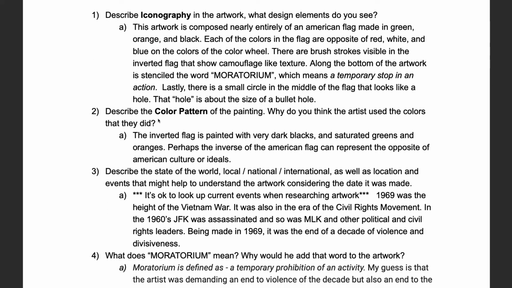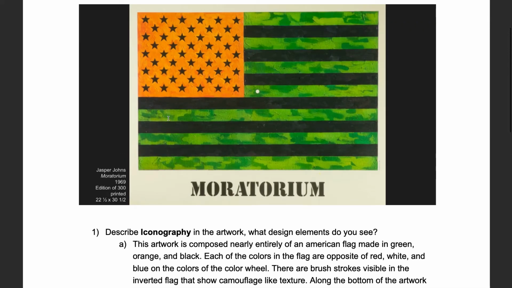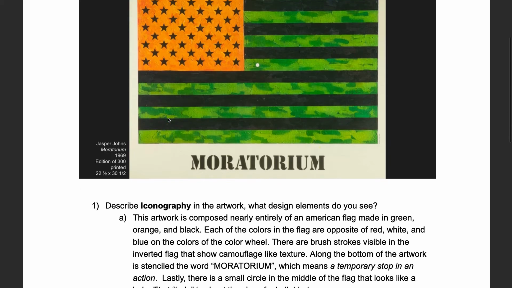Describe the color pattern of the painting. Why do you think the artist used the colors they did? The inverted flag is painted with very dark blacks and saturated greens and oranges. Perhaps the inverse of the American flag can represent the opposite of American culture or ideals. That's one thing I wrote.